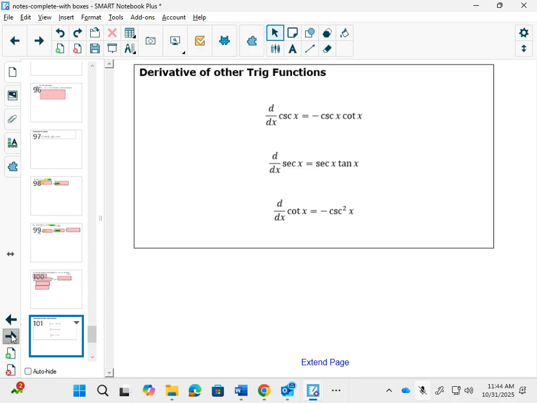And our last 3 shortcuts. If you have a cosecant, the shortcut for cosecant is a negative cosecant times cotangent. If you have a secant, the shortcut for secant is secant x times tan x. Which is kind of cool, because if you think of your identities back in grade 12, you have tan squared theta plus 1 is secant squared theta. So tan squared and secant squared already had a little thing going on in grade 12, right? And now the relationship is deepening in calculus. Same thing with cosecant and cotangent.